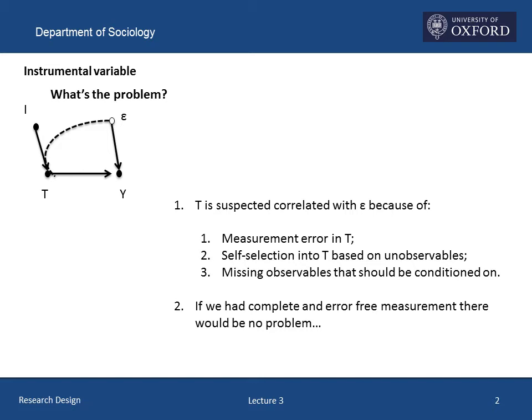Any or all of these things will be captured by the error term, epsilon, and unfortunately for us, they will cause epsilon and t to be correlated, indicated here by the dashed curved line. If we had complete and error-free measurement, we would be okay, but we don't. We know that if epsilon is correlated with t, then the beta we estimate in an OLS regression will give us a biased estimate of the causal effect. Think back to your lectures on OLS regression. One of the things you're assuming is that the x's are uncorrelated with epsilon.